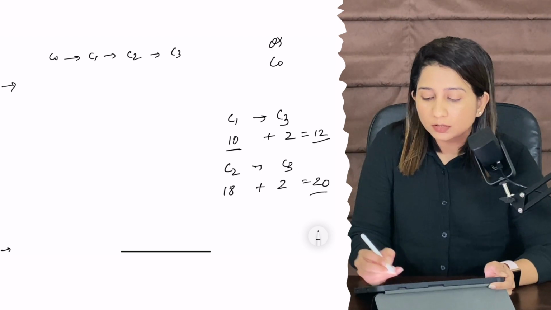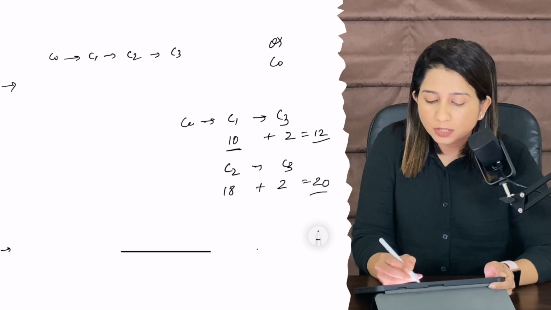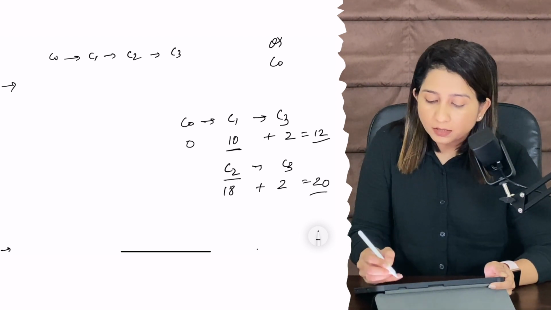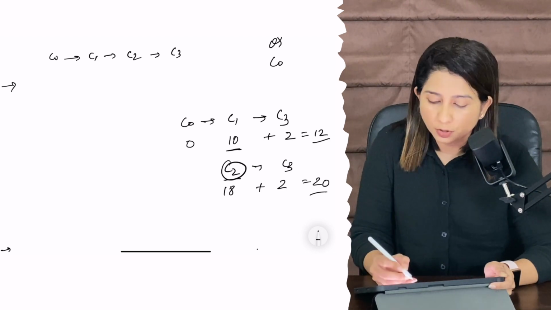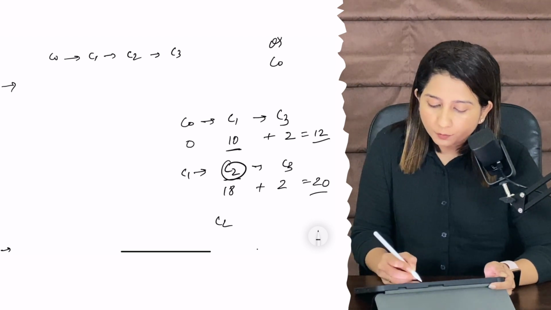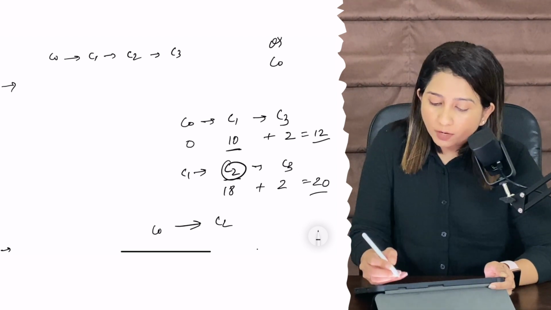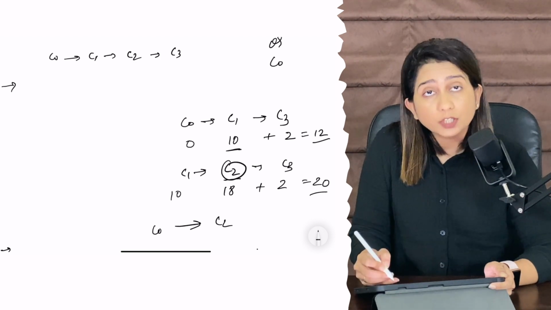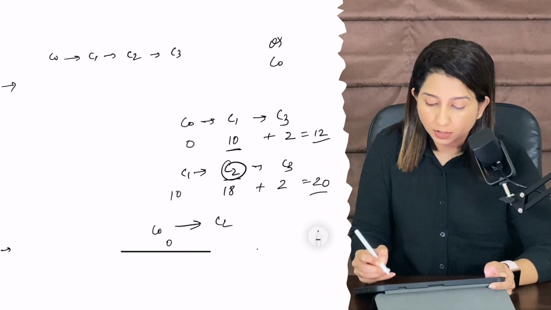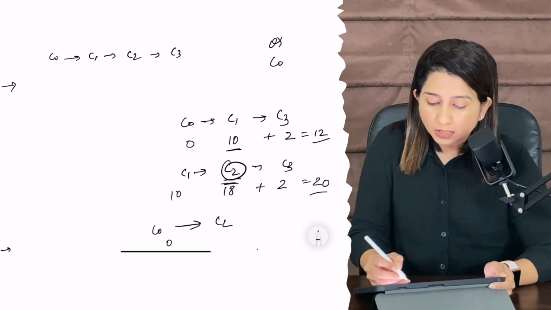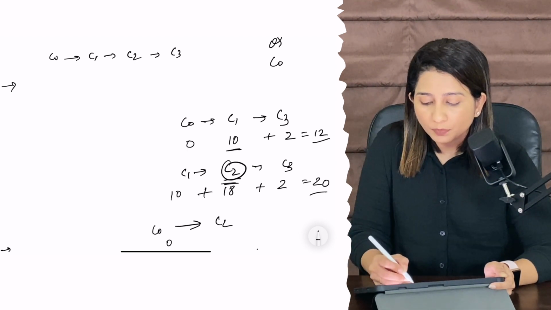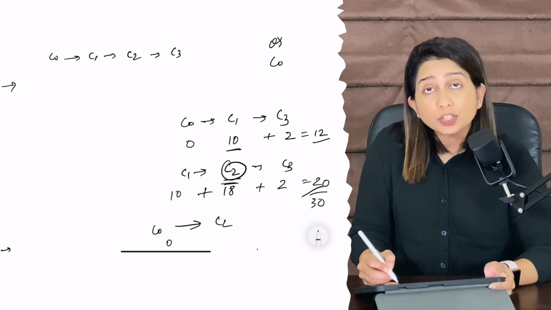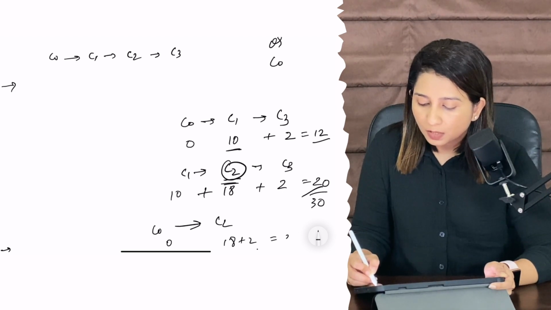If you have reached C3 via C1, you could have reached C1 from C0, so there is no penalty there. If you have taken this path, C3 from C2, then there is a possibility that you have reached C2 either from C1 or from C0. If you have reached C2 from C1, that means you have paid penalty 10 at C1. If you have reached C2 from C0, then you haven't paid any penalty. If you have reached C2 via C1, then the total penalty to reach C3 would become 10 plus 18 plus 2, which becomes 30. However, if you reached C2 from C0, then your penalty stays 20.